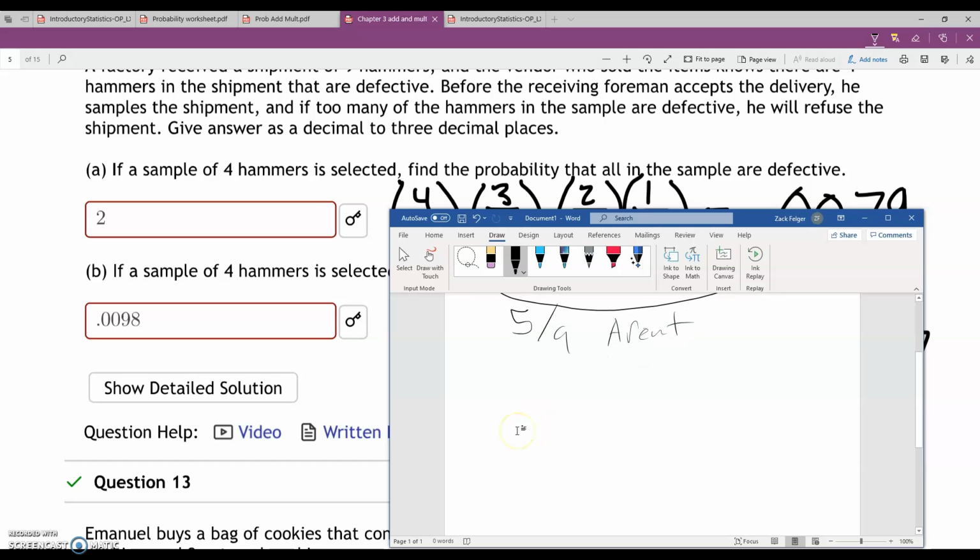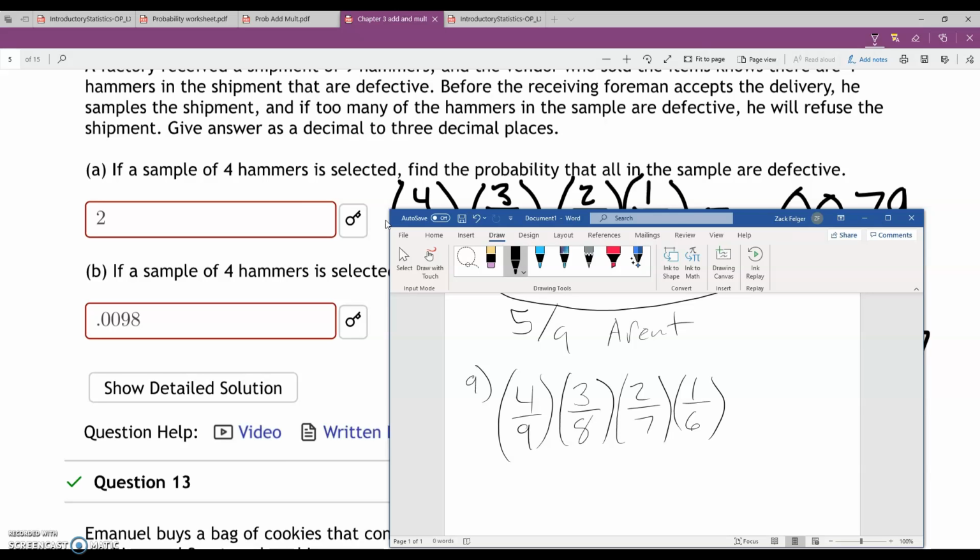So part A goes like this. We take 4 out of 9. We take 3 out of 8. So basically kind of like that one problem with the cereal boxes and the decoder rings. We're removing one hammer. One of the hammers is defective, one of the hammers out of the total amount of hammers. There we go. 2 out of 7. And finally, 1 out of 6.